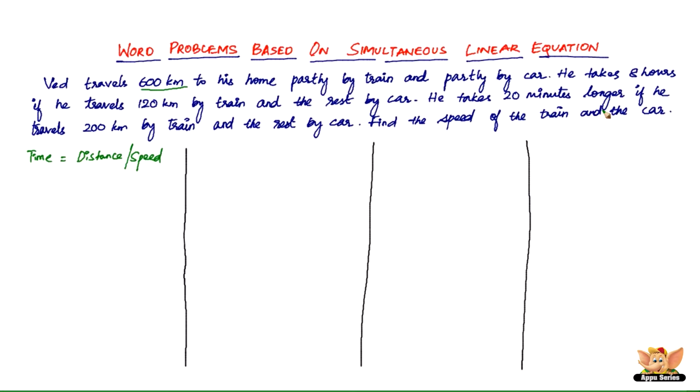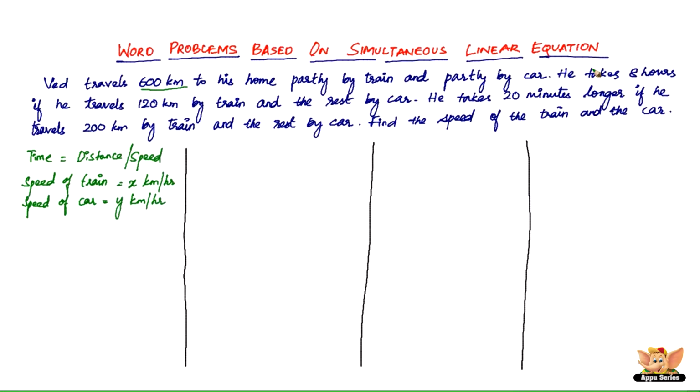So we need to give some identity to those. Let the speed of the train be something and the speed of the car be something. So now, let the speed of the train be x kilometers per hour. That's how you measure speed. And let the speed of the car be equal to y kilometers per hour. Right?